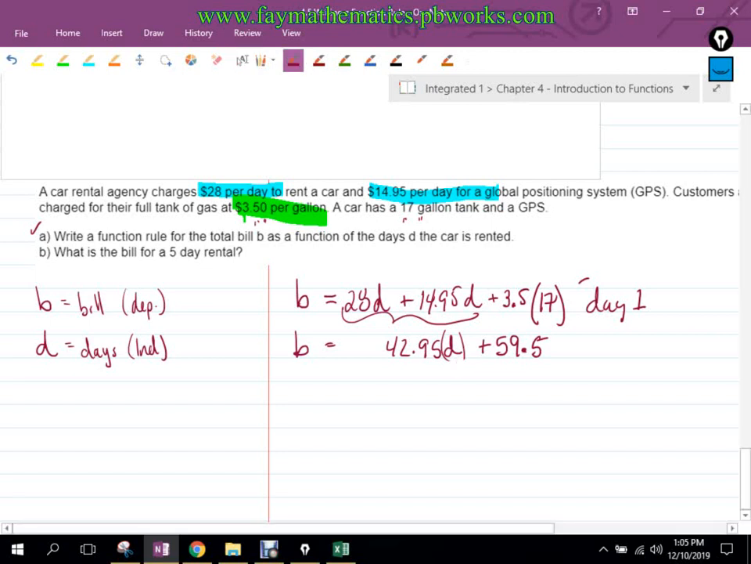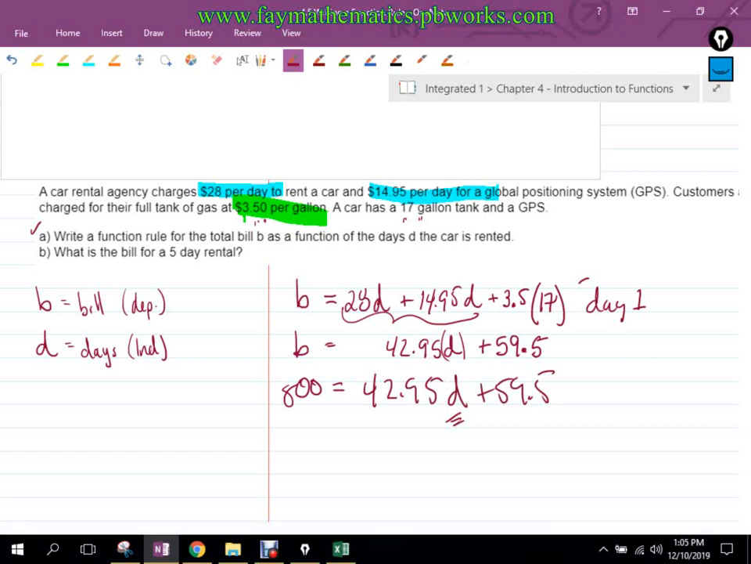Could I put $800 right here? No. And then have 42.95D plus 59.5. Can you solve for D? And if I solve for D, what is that going to tell me? What is that number going to represent? How many days I can rent the car for $800, right?